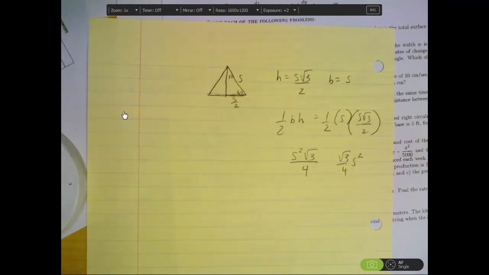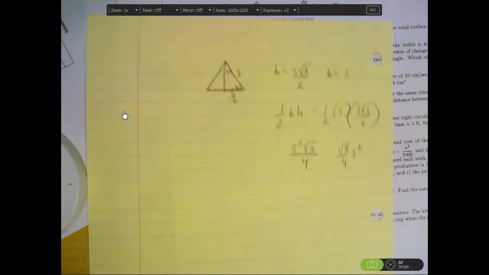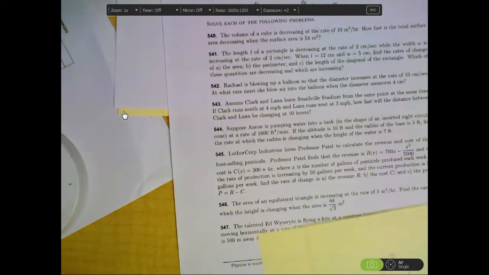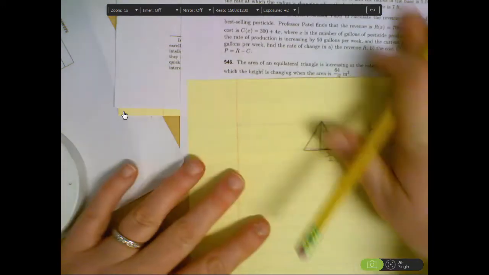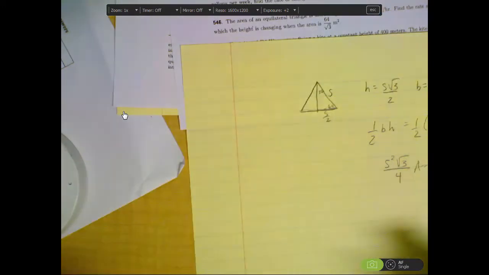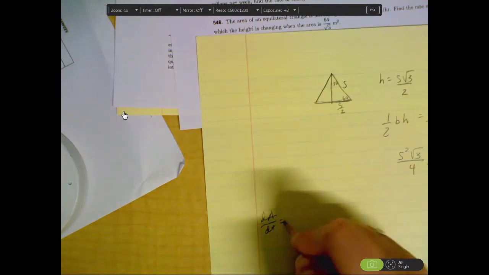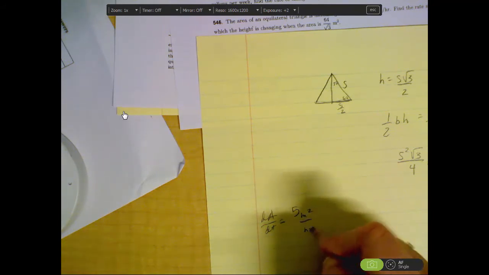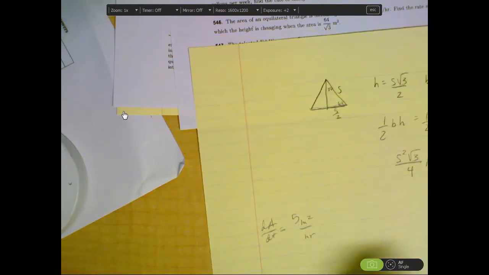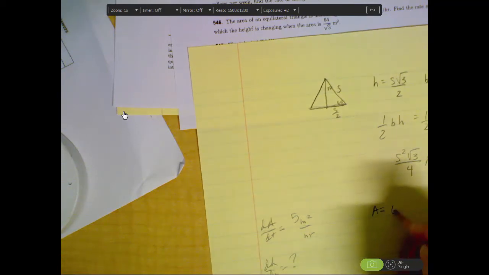I'm sorry if that confuses you, but you have to be able to do it. You have to know your 30, 60, 90 triangles. So this is the area. So back to number 546. The area of an equilateral triangle is increasing, so dA/dt equals 5 square meters per hour. Find the rate at which the height is changing, so dH/dt is what we're looking for, when the area is 64 over root 3 meters squared.